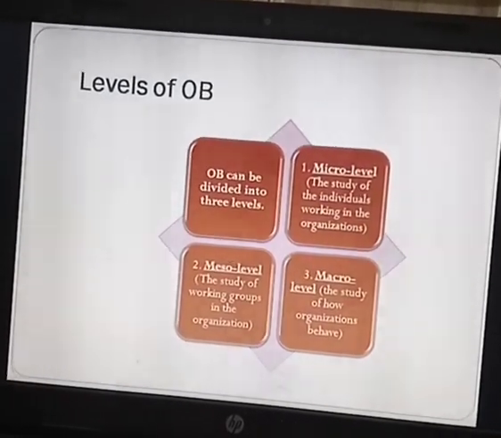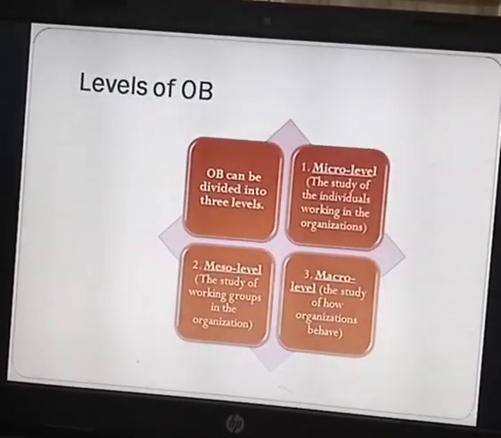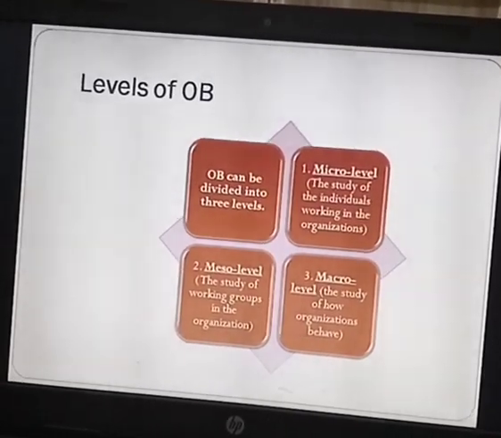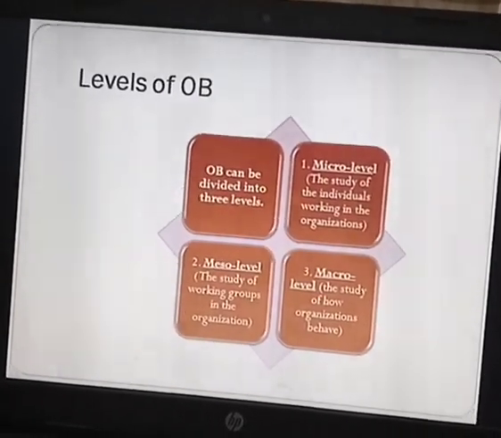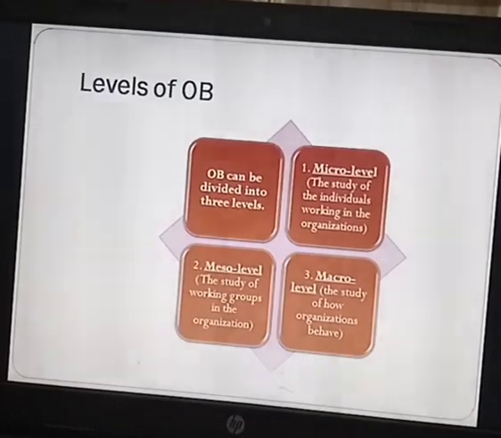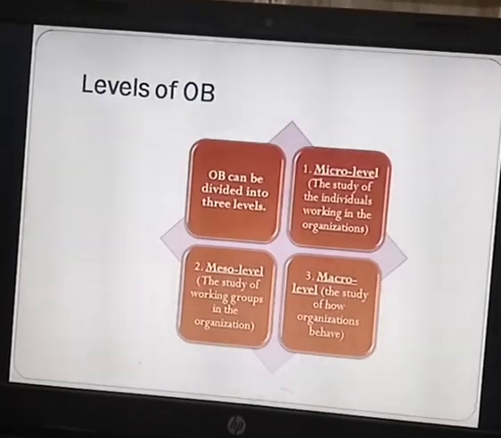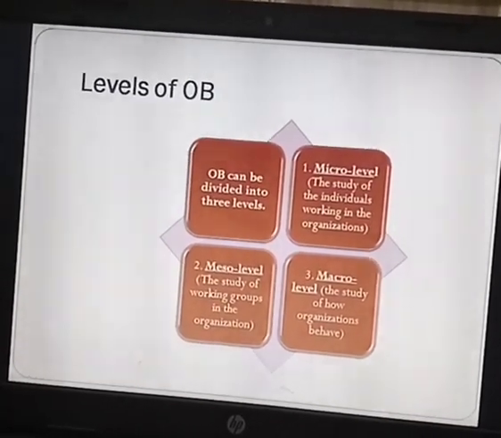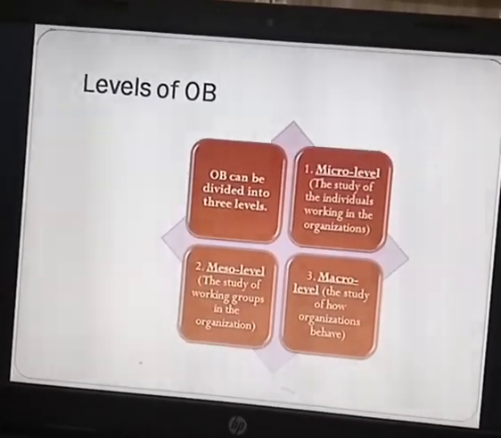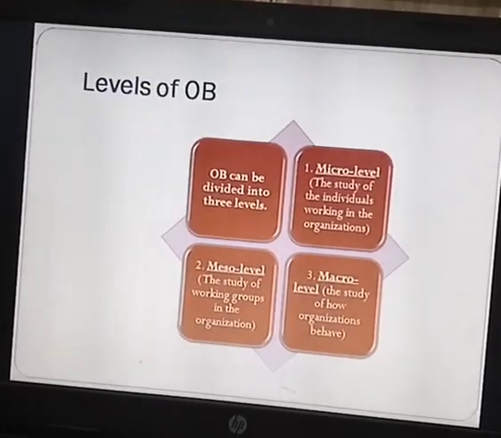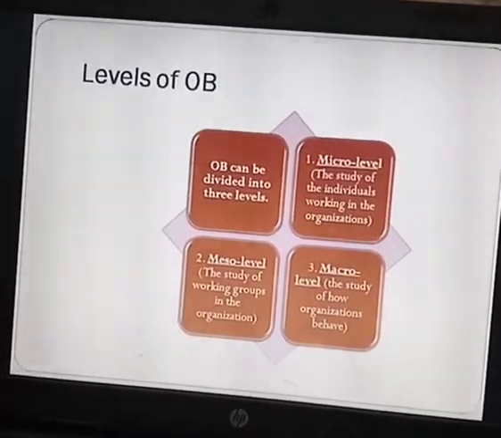And the third one is the macro level. It is the study of how organizations behave, why organizations behave, the types of organizational behavior, and the different characteristics of organizational behavior. When we have a tick mark on a question like how, it means that it will focus on the macro level. Don't miss the three levels.